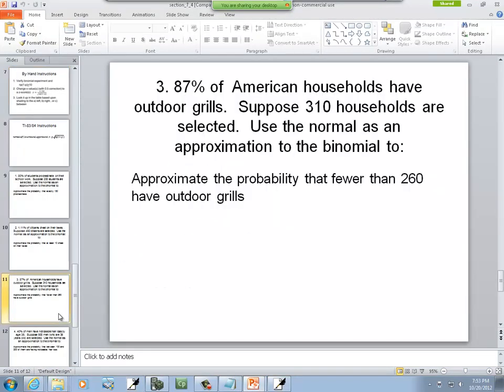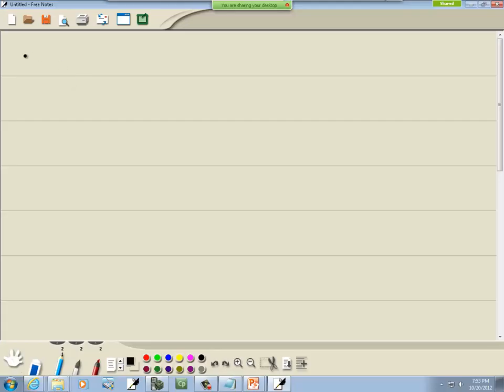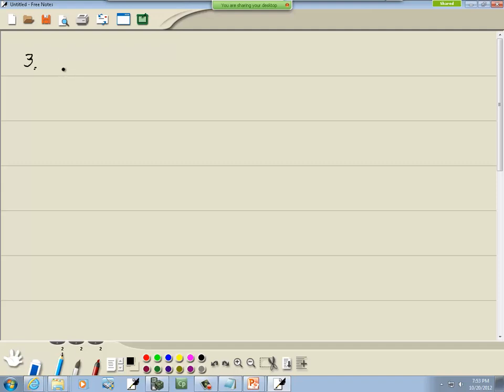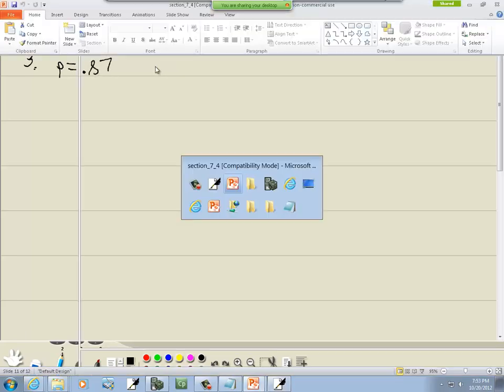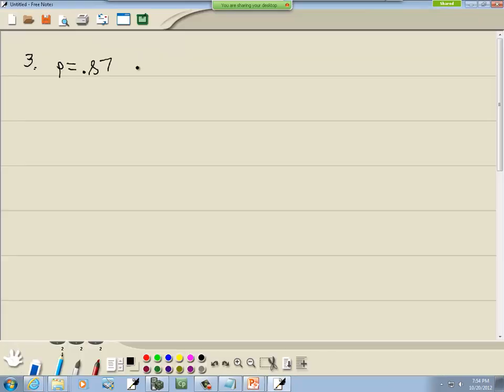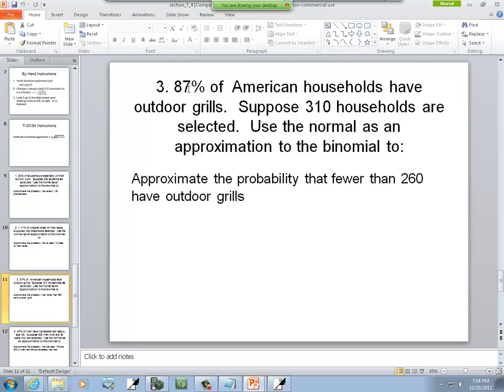Let's look at our third problem. And again, I went to Statistics Brain, or Brain Statistics, whatever it's called, and pulled this useful information. It says 87% of American households have outdoor grills. So that's p. p is equal to 0.87. It says suppose 310 households are selected. Use the normal approximation of the binomial.